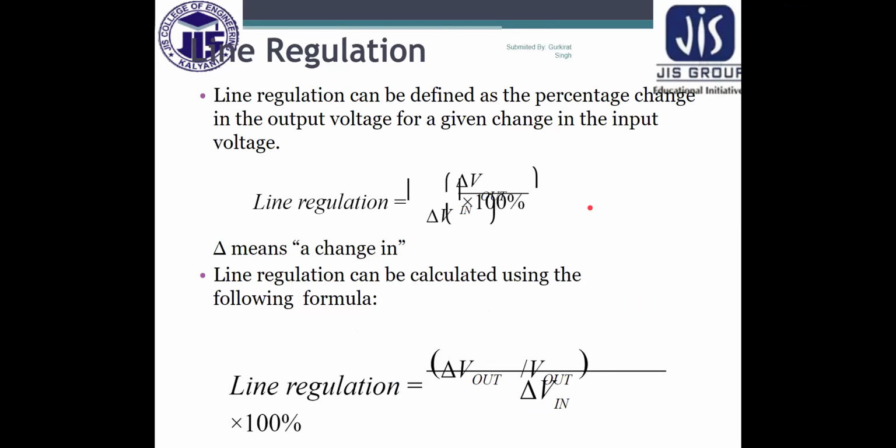Line regulation can be defined as the percentage change in the output voltage for a given change in the input. Here delta means a change, a small change. Now line regulation can be calculated using the following formula, where the percentage of change in output voltage is measured with the percentage of change in input voltage. So if you wish, you can write the formula.